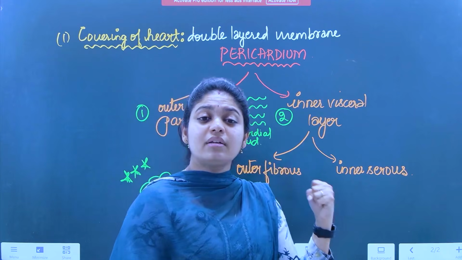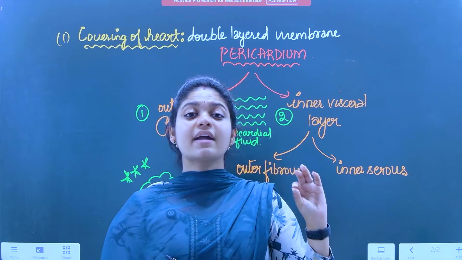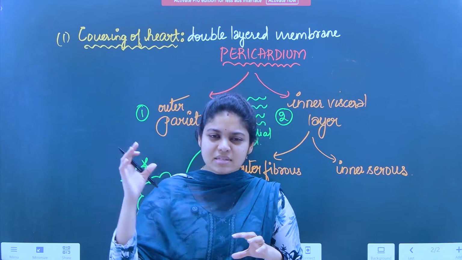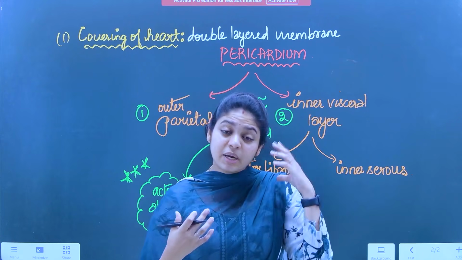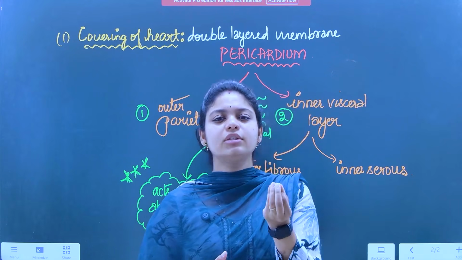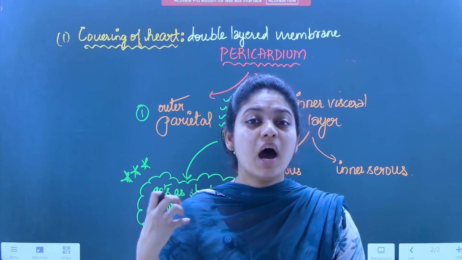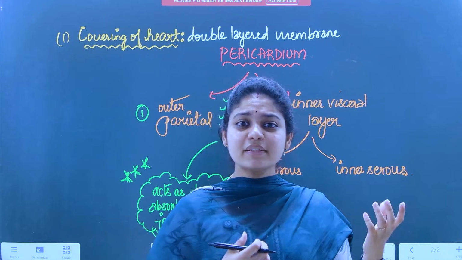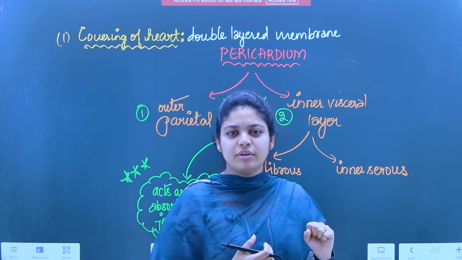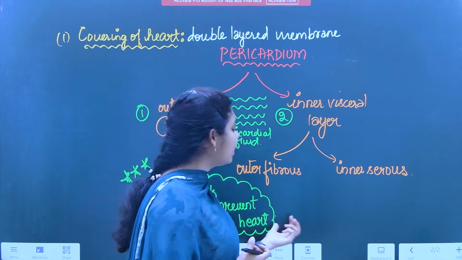What is it doing? It does not allow any jerks to the heart. It acts as a shock absorbent. Even lungs are protected by some type of fluid, and the brain is protected. The vital organs are protected by certain fluid because when we get a hard injury, it does not directly affect the vital organ. Understood? In the same way, pericardial fluid acts as a shock absorbent and prevents jerks to the heart.